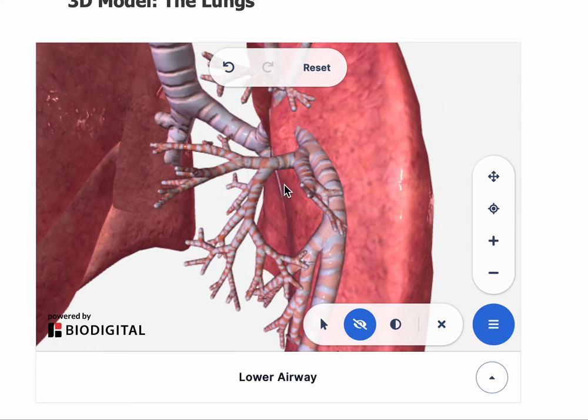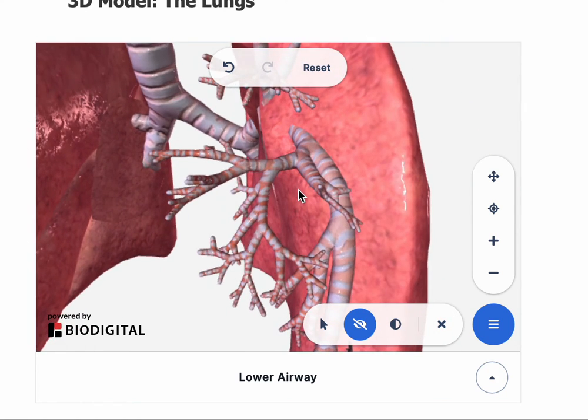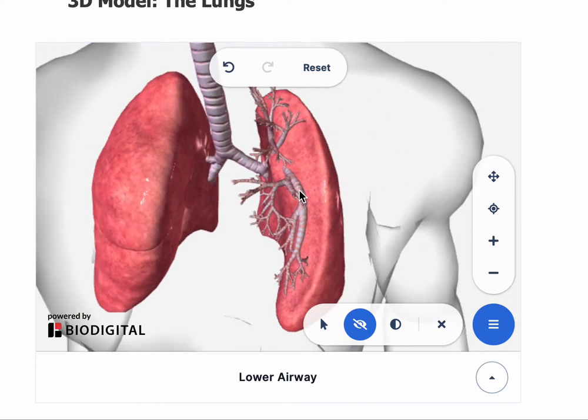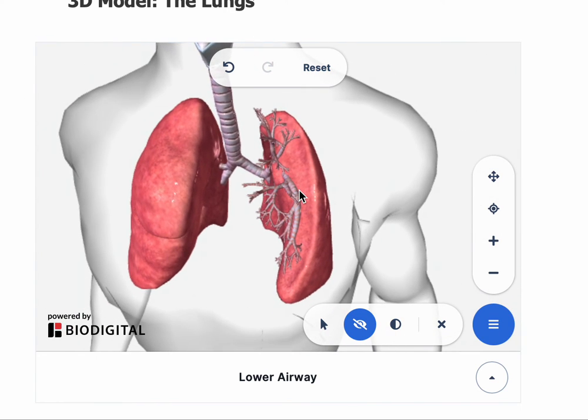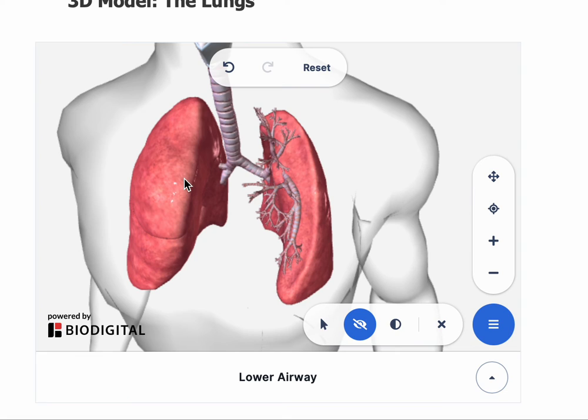On average, there's roughly anywhere from 3 to 5 million alveoli sacs per human. That's about anywhere from 150 to 200 million per each lung.